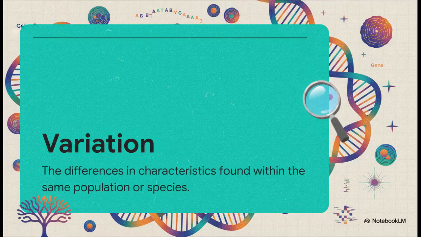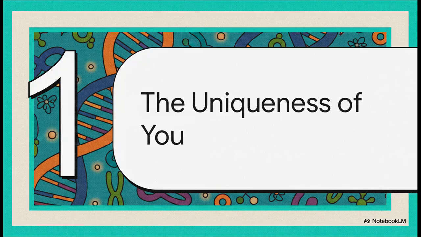Well, the scientific answer boils down to one simple, powerful concept: variation. That's just the fancy term for all the differences in characteristics you can find within the same species. It's literally the reason life is so incredibly varied and interesting. All right, let's get into it. How does this variation actually shape the uniqueness of every single living thing, including you?